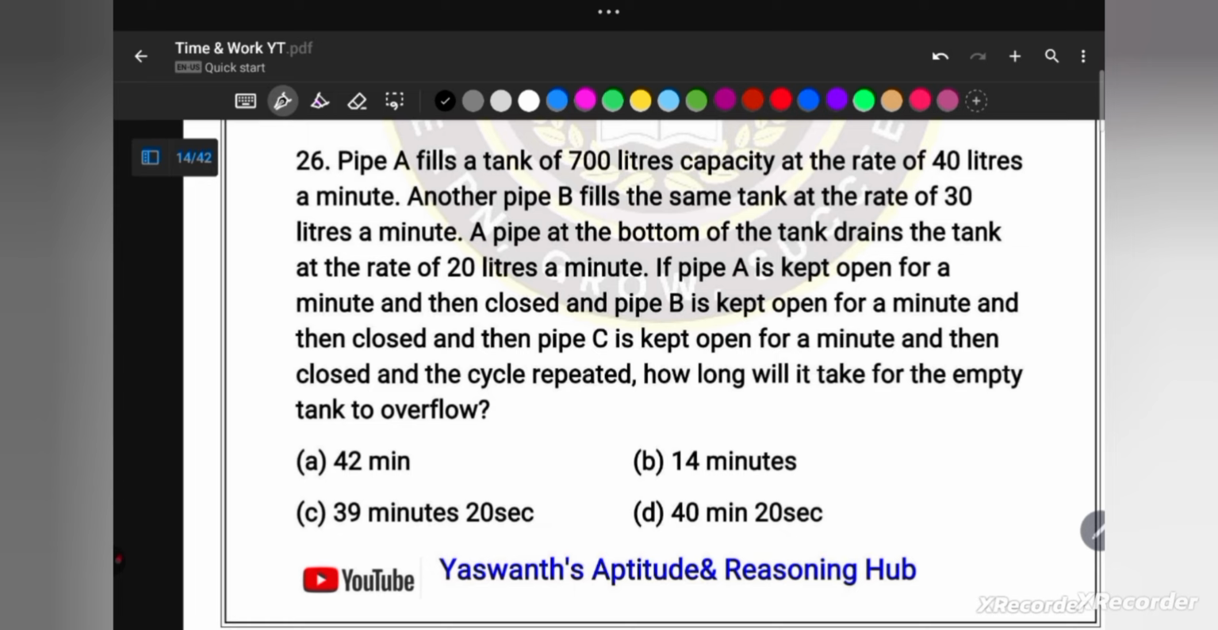Just read the question. A pipe A fills. Okay. In the previous questions, we don't know the work, so we assumed the work as the LCM of the time periods or else unitary. But clearly here in this question, the work is given, that is 700 liters. And also in the previous questions, the time periods were mentioned, from which we found the efficiency. But here they mentioned the efficiencies directly: 40 liters a minute, whereas pipe B 30 liters, whereas pipe C is draining, that means negative work, at 20 liters.